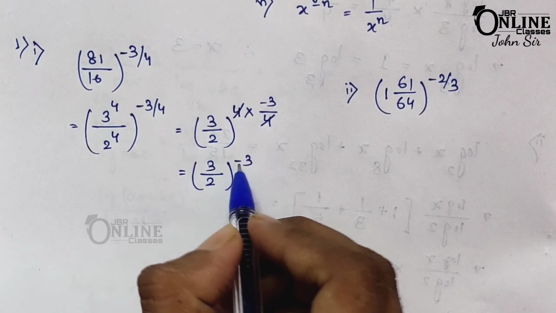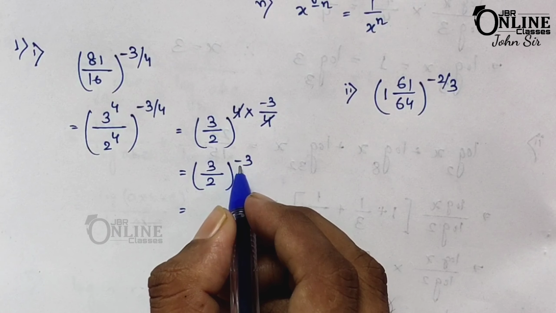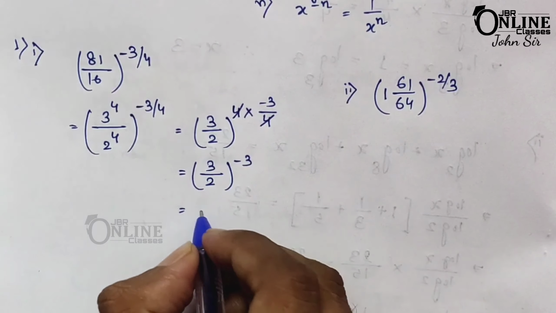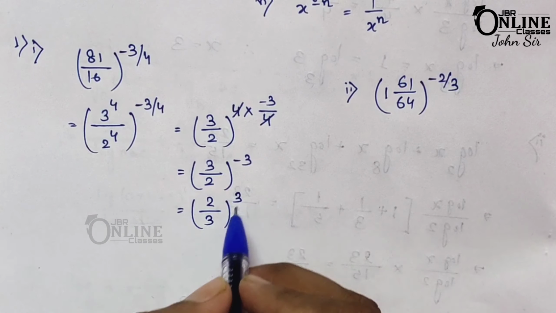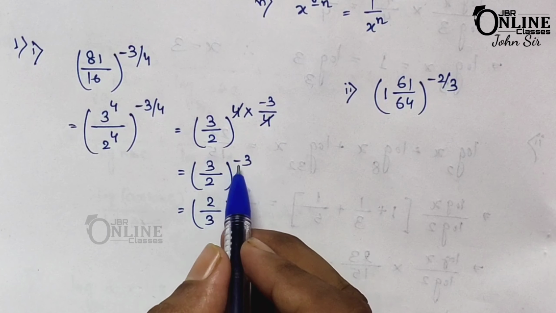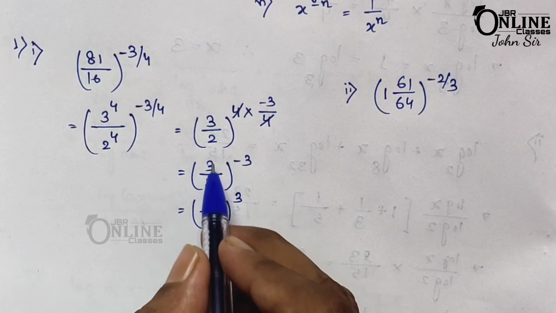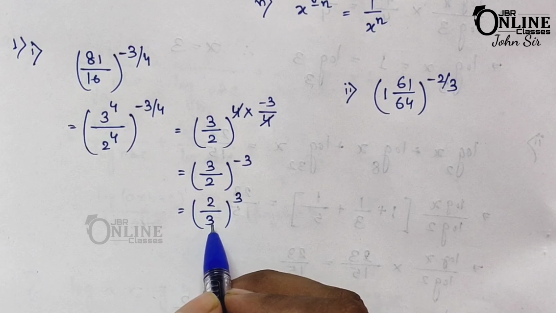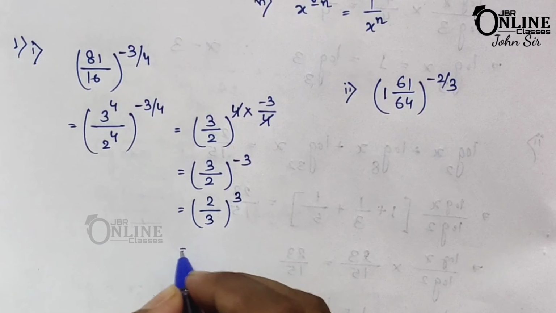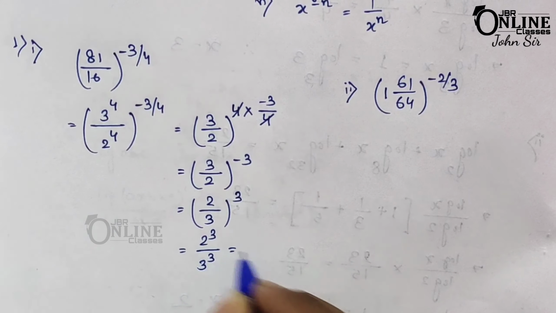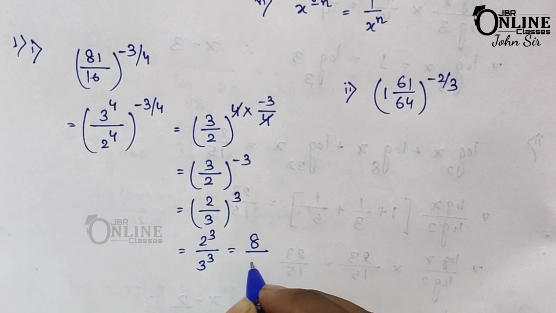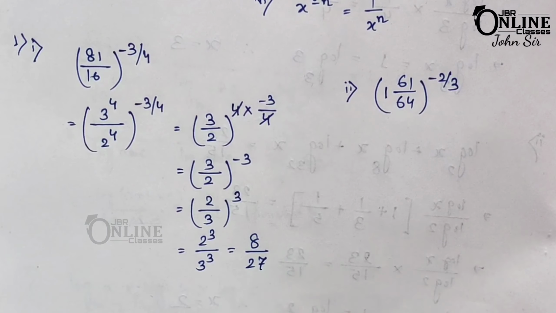Now as the power is minus 3, to convert this negative power into positive, you just change this fraction into reciprocal form. As the negative power changes to positive, the fraction is changed into reciprocal form, so it will be 2 by 3 whole to the power 3. Now 2 to the power 3, then 3 to the power 3. 2 to the power 3 is 8 and 3 to the power 3 is 27. So 8 by 27 is the answer.